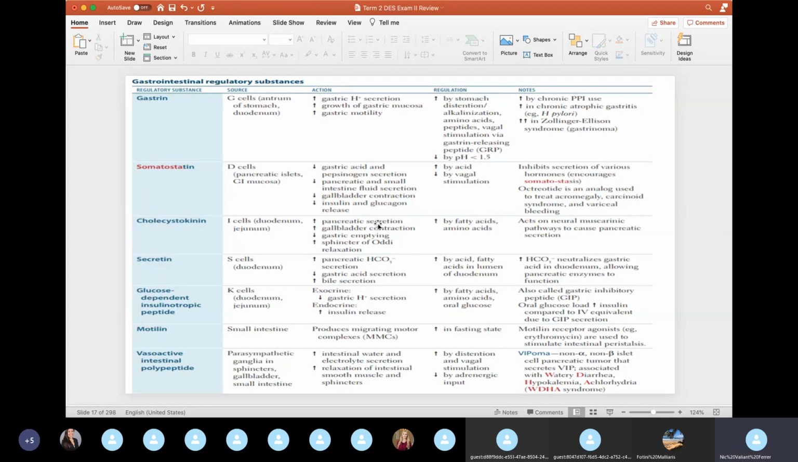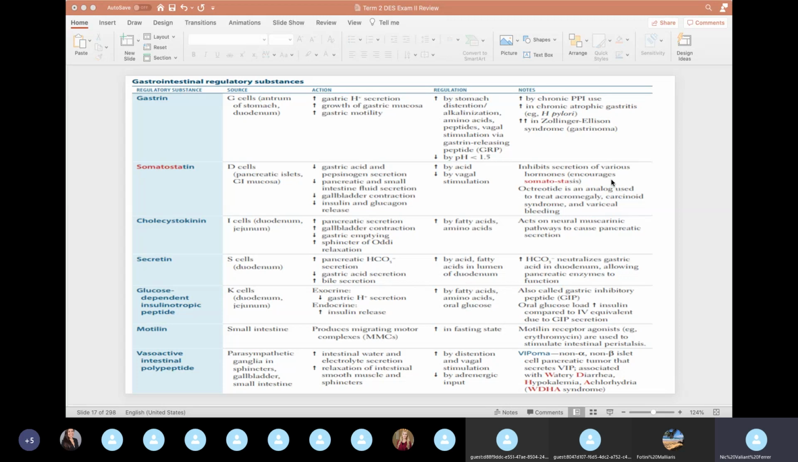This is high yield. We're talking about physiology, right? Do I need to know everything? You need to know the substance, what kind of cell secretes it, what's the action, and how do we regulate it. I think that's the most important thing for now. For the rest, more of this you're gonna learn in term 4 and term 5. So let's begin. Gastrin, the source is the G cells. What's the function? Increased gastric acid secretion, increased growth of gastric mucosa, and increased gastric motility.